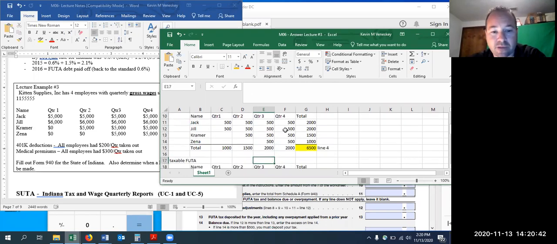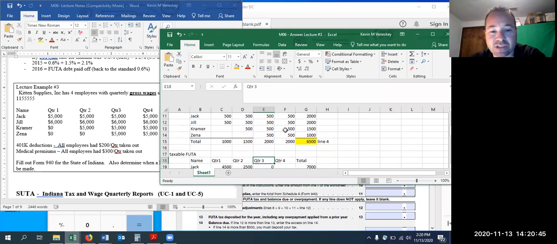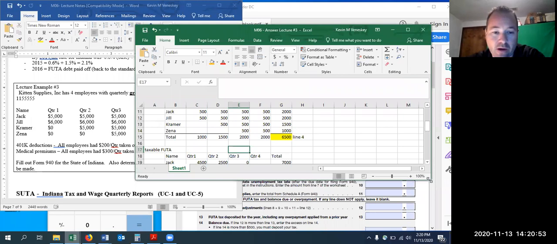Then come down here and figure out what's actually taxable for FUTA. So this is where you would want to, I'm going to hold off and have you calculate, and I'll show you what I did for maybe Jack. Well, let's just do Jack first.